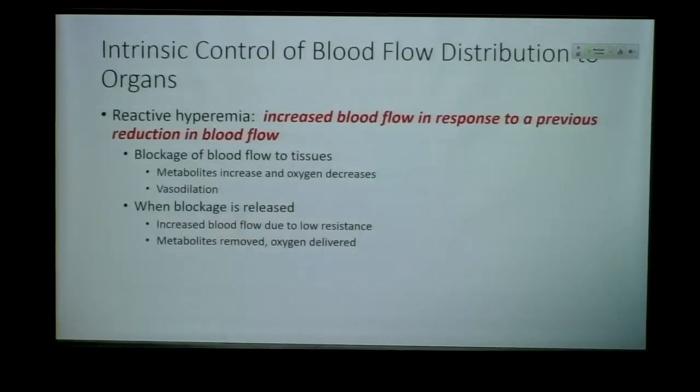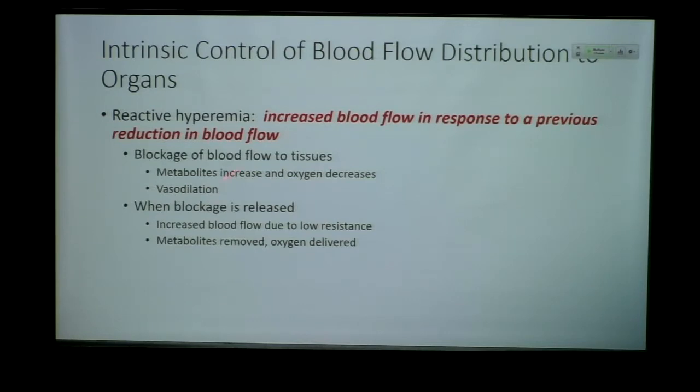Now let's talk about reactive hyperemia. This is a little bit different in terms of the cause, but the mechanism is the exact same. So again, we're increasing blood flow in response to some type of previous injury, some type of previous decrease in the blood flow to the area. So there can be a blockage or an injury to some type of tissue, which increases the metabolic demands, or we can have vasodilation that was brought about through some pathology.